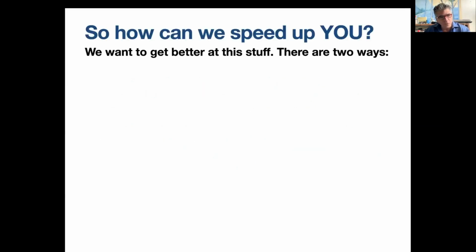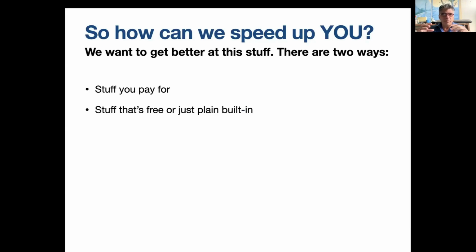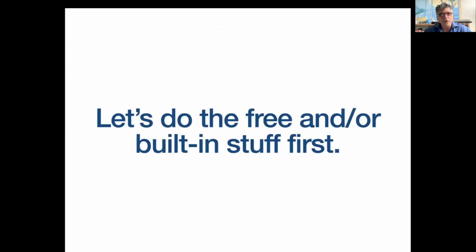So how can we do this? Well, today I'm going to show you two ways to get better and faster. One way is to spend a little bit of money to add some things to your Mac that'll make you more efficient and make things easier. So that's a little bit of money, not too much. The other way is to learn to be better with the stuff that's built in, or things that we can get that aren't built in, but they're free. So two main topics here today. And why don't we do them in reverse and do the free and built-in stuff first?